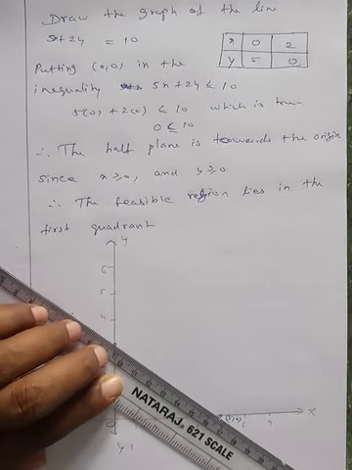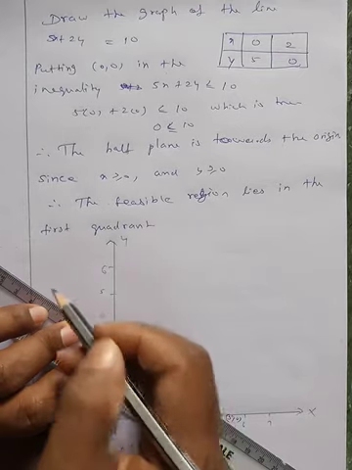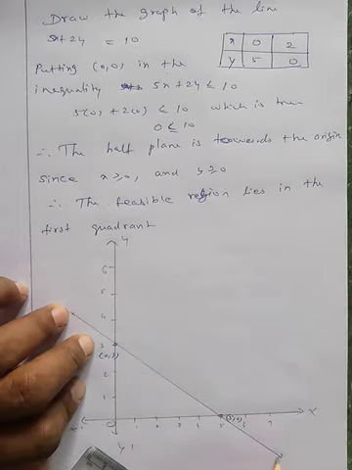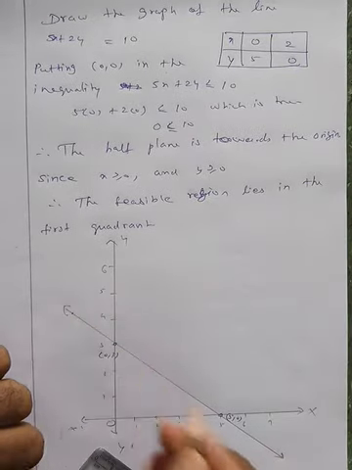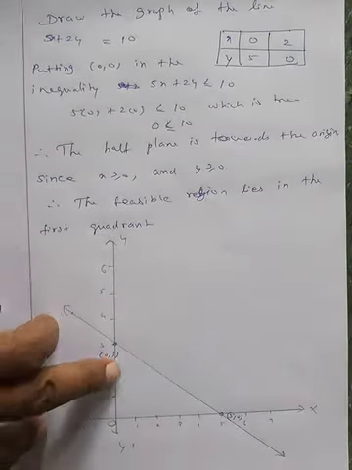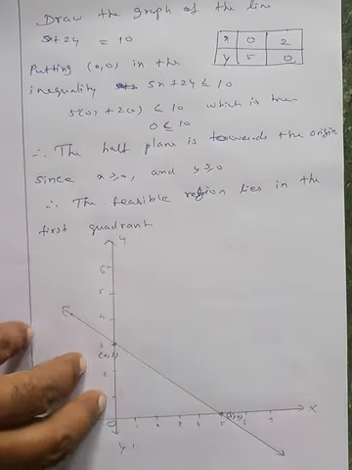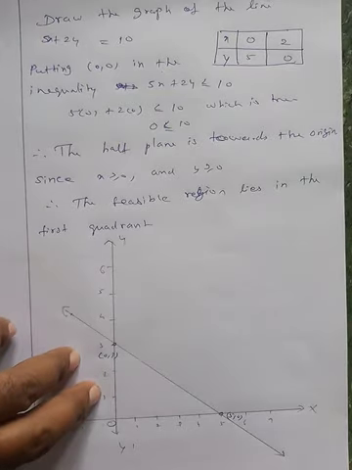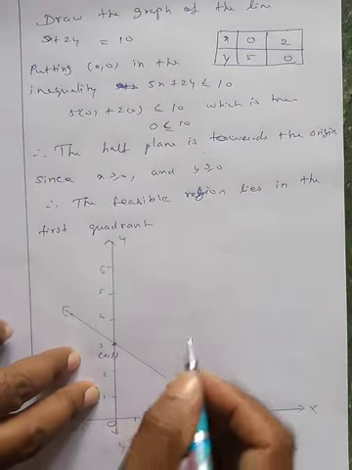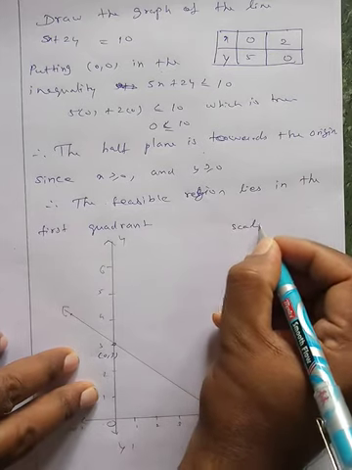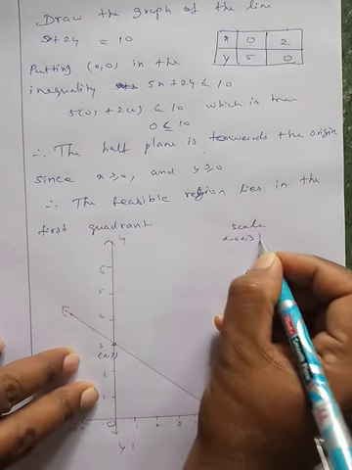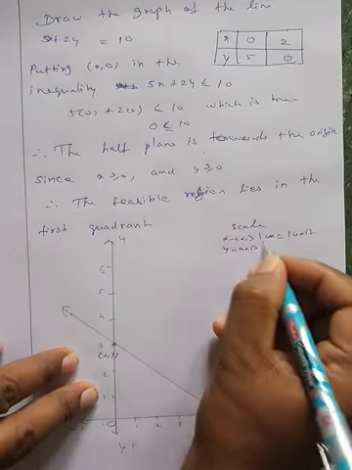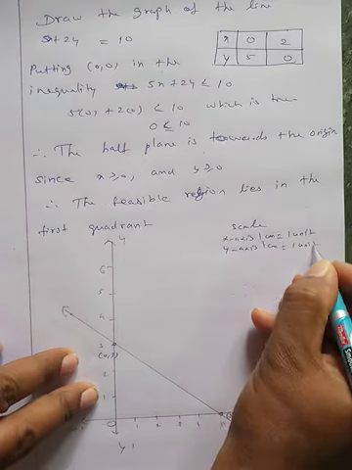You should draw the graph only on graph paper. In the annual exam also they give one graph sheet. You should not use unruled paper or ruled paper, only graph sheet. Here the scale is also a must. Now here I take the scale: x axis 1 centimeter equal to 1 unit, and y axis 1 centimeter equal to 1 unit.